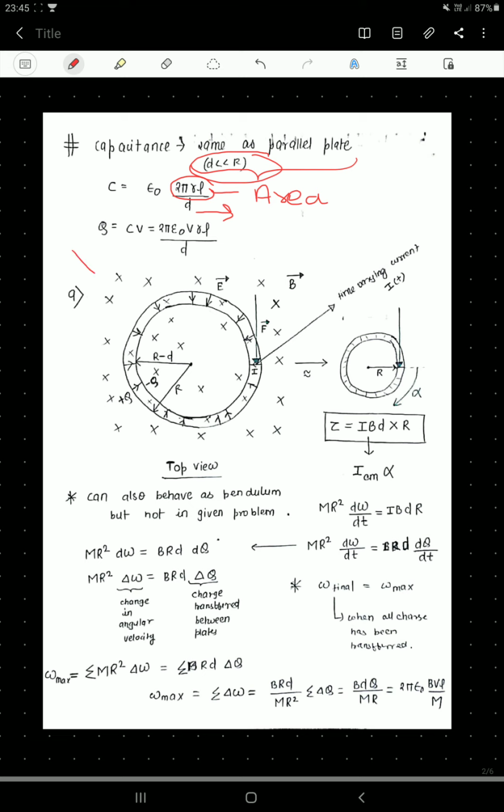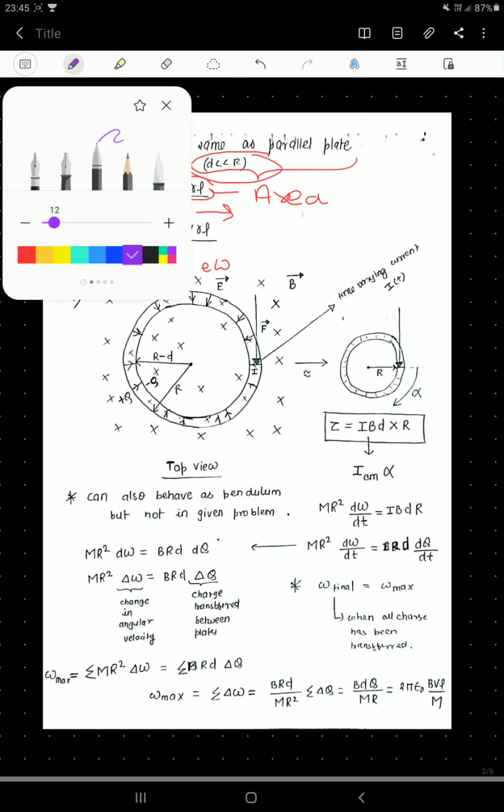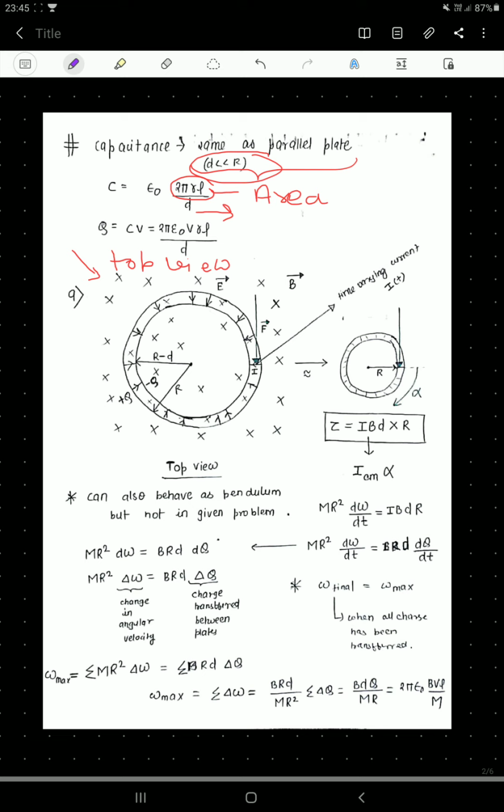Now let us see the top view. This is the top view of the system. Now after seeing the top view, we can interpret that there is a magnetic field which is pointing inside the plane. From the top we are seeing the system, and then a charge plus Q and a charge minus Q on the inner cylinder. R minus D is the radius of the inner cylinder, where D is very less than R, so we can just consider it to be a ring of radius R, or annulus of radius R. Here I have drawn the equivalent system of this.